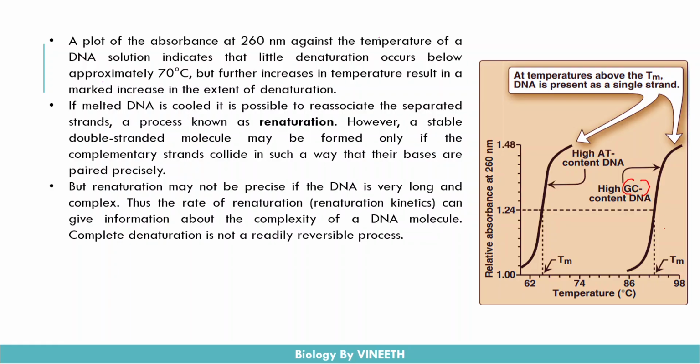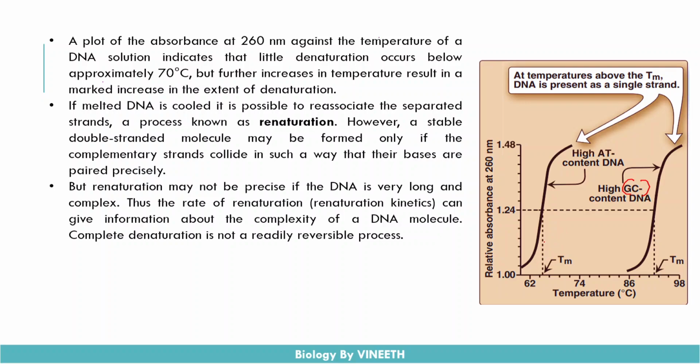So the melting temperature for guanine rich regions, or DNA sequences containing high guanine cytosine content, will be around 90 degrees Celsius, while the sequences which contain adenine and thymine rich bases will have a melting temperature around 70 degrees Celsius.